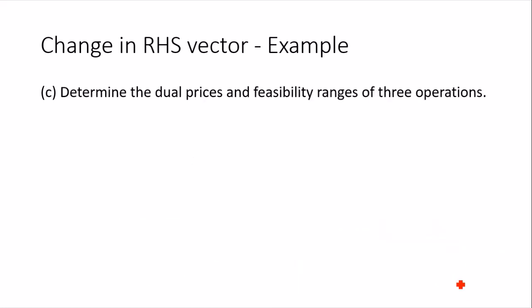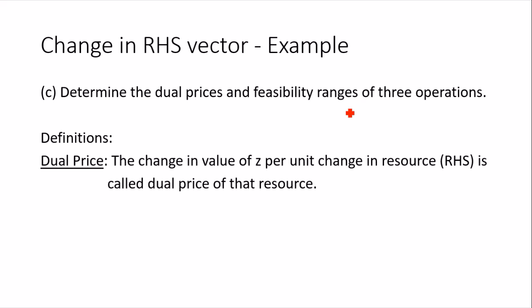Let's move to part C, which is different from these two, in which we have to determine the dual prices and the feasibility ranges. Let's first understand what we mean by dual price and feasibility range. We have these definitions. Dual price is the change in value of Z per unit change in a resource. However many constraints we have, exactly that many dual prices we will have. So dual price is actually the worth of the resource. Suppose the right hand side of the constraint is 430.